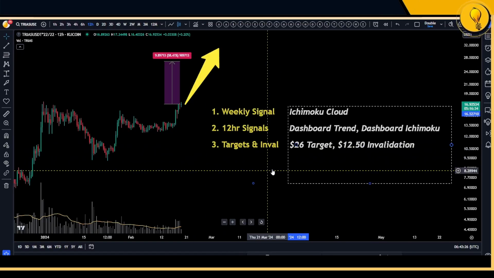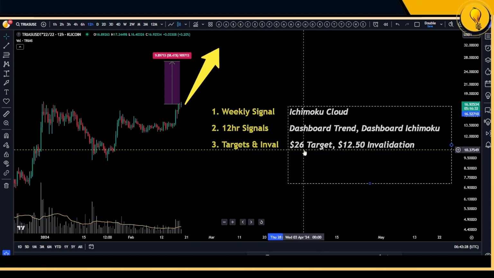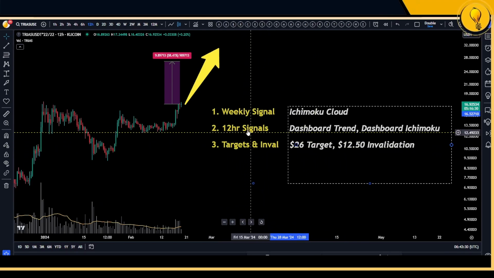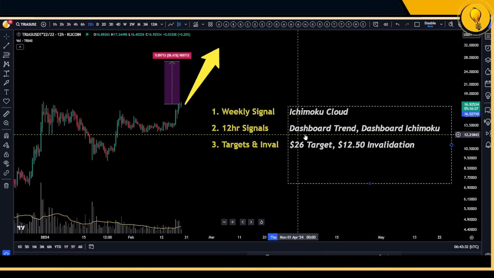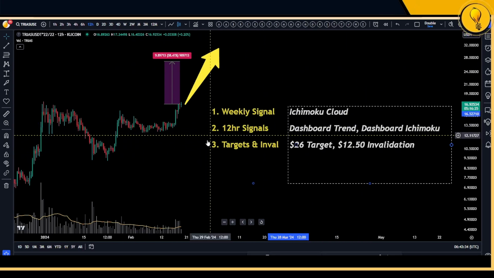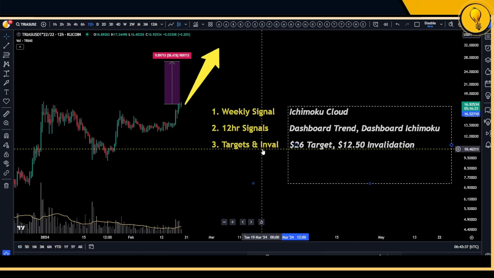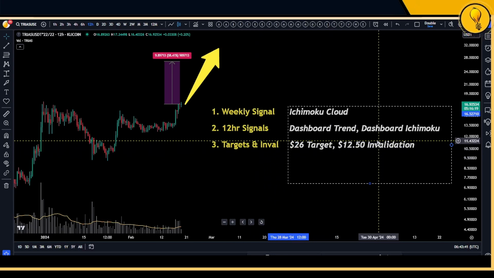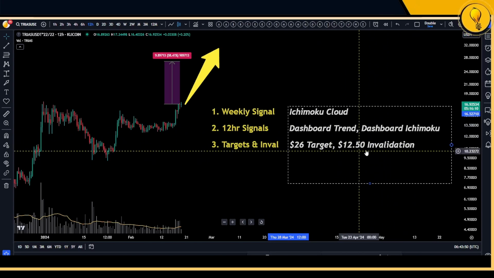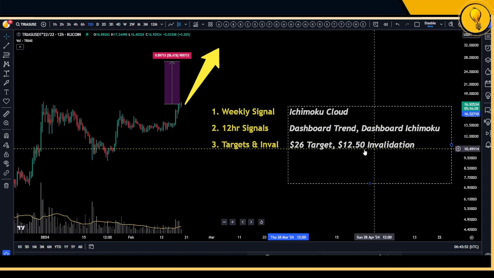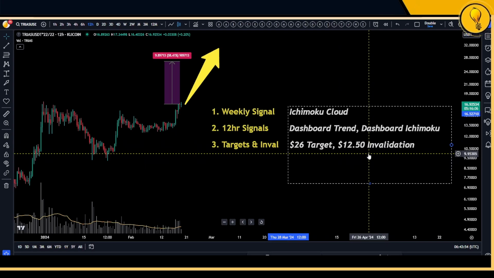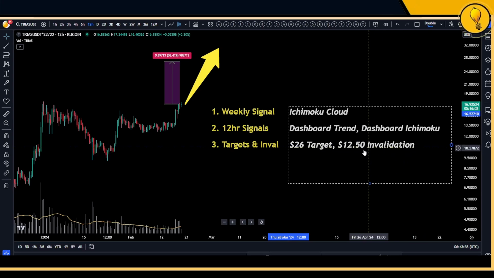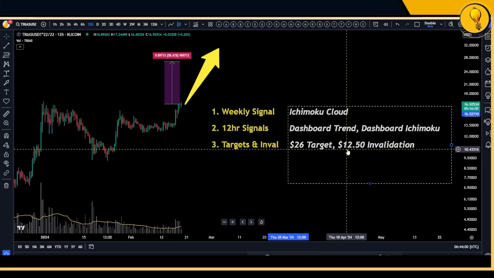Finally, we talked about our targets, which is coming at $26. We saw confluence over there between the weekly target as well as our 12-hour measured move target. And last but not the least, this is the most important, guys, is that our invalidation is at around $12.50 to $13. If you want to give yourself some leeway, you can use $12.50. If you want to be a little bit tighter with your invalidation, you can follow the Kijun on the 12-hour time frame, which is coming in at $13 currently.